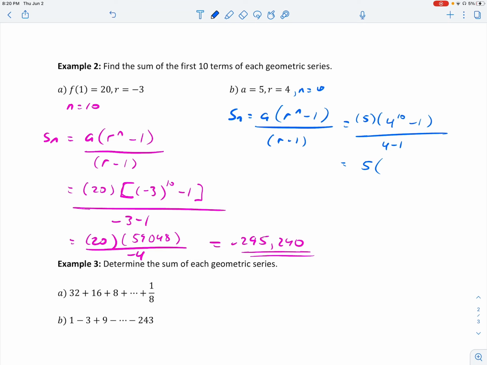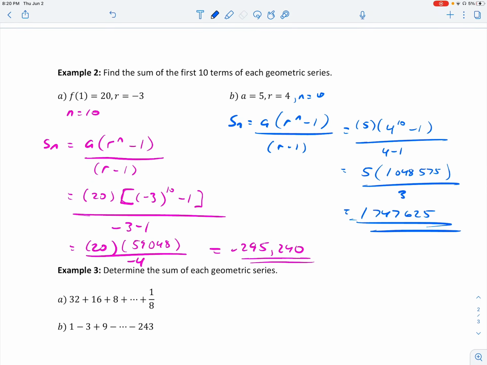I solved that one already too. That's 1,048,575. And then over 3. So our total for that is 1,747,625. And that would be our total for that sequence, or our total for the series.